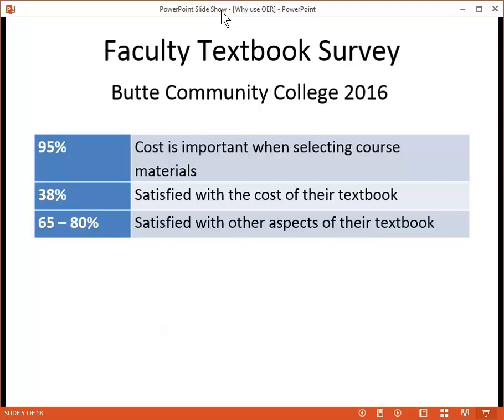Now in comparison, if you look at other aspects of the textbook, we asked about writing, graphics, and so on, the satisfaction numbers range from 65 to 80%. So overall, we're satisfied with most aspects of our textbook, but not so much with the cost.